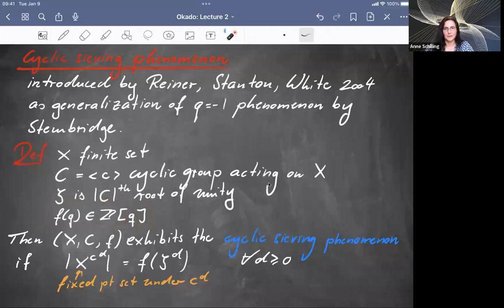And then Reiner, Stanton, and White defined this triple of the set, the cyclic group acting on the set, and this polynomial. They say that this triple exhibits the cyclic sieving phenomenon if the size of the fixed points under the action of C to the d is precisely this polynomial evaluated at this root of unity to the dth power. And we want this for all possible d. So if that is the case, then we call this a cyclic sieving phenomenon. Okay, so basically, this polynomial, by evaluating it, tells you something about the orbit structure of this cyclic action.